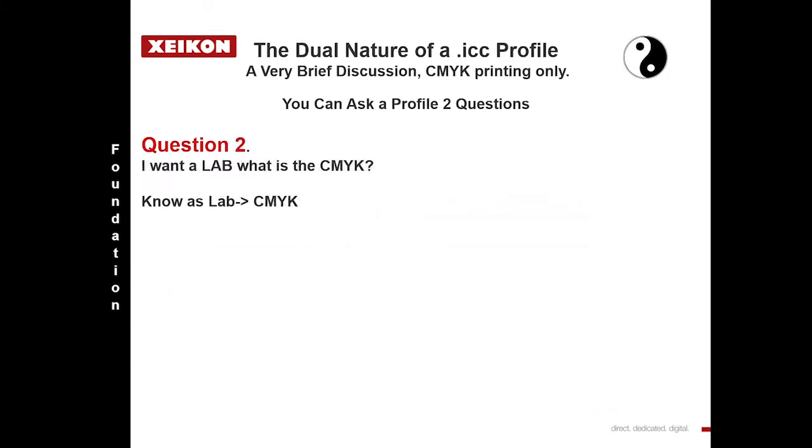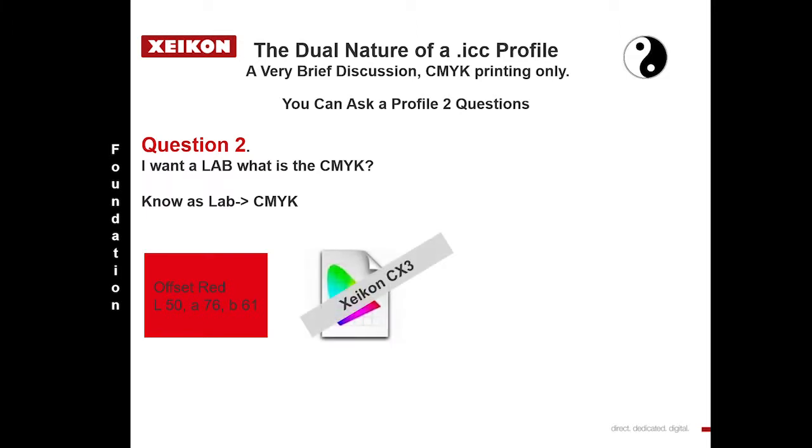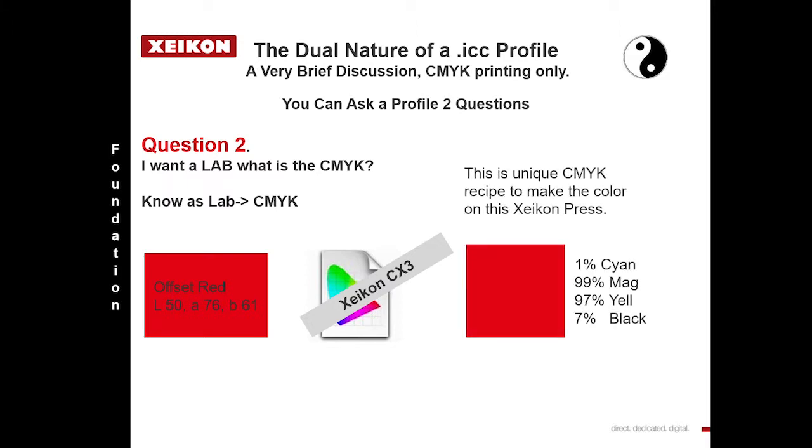Now question 2 is the reverse. I know the LAB I want, but what CMYK recipe do I need to use on my device to make that happen? So I want this offset red, and I want to see it on my Zycon. So now I have to have a profile for my Zycon, and out of the back of the profile comes the answer. And you can see there we have 1% cyan, 99 magenta, 97 yellow, and 7% black. And the reason for the difference is that there are different processes with different inks, but with that mix you will get the same visual effect.